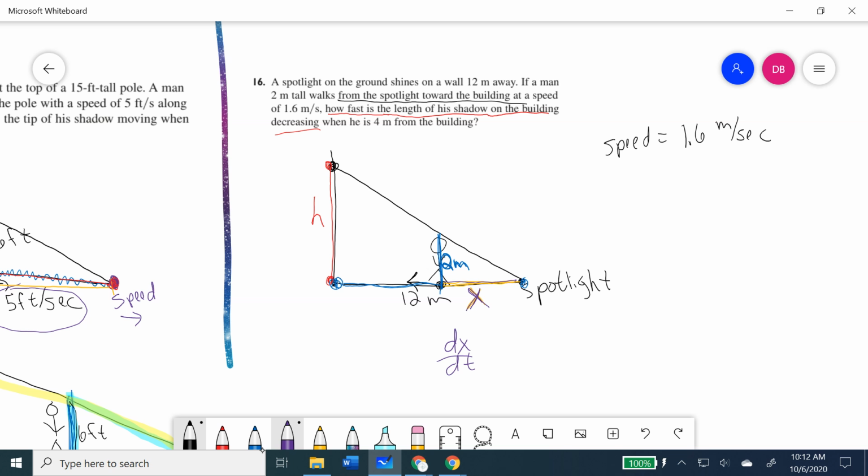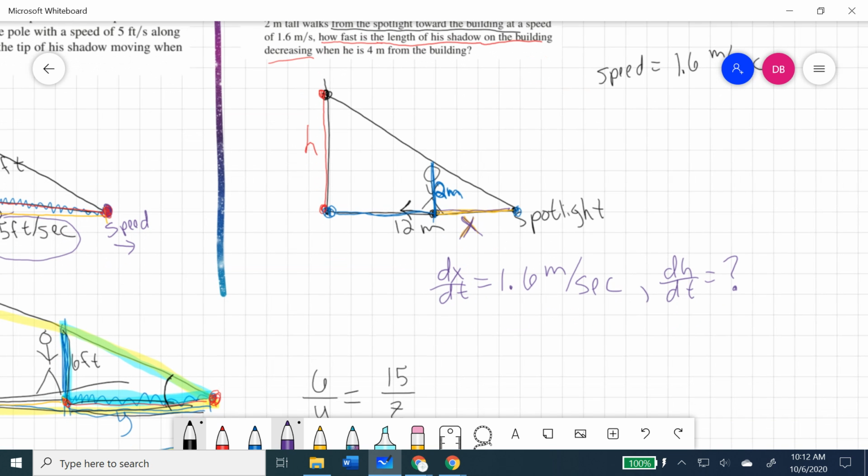dx/dt is 1.6 meters per second. And let's see, we are supposed to find dh/dt. Now, just like the previous shadow problem, we have two similar triangles. So the ratios of little triangle to big triangle are the same.